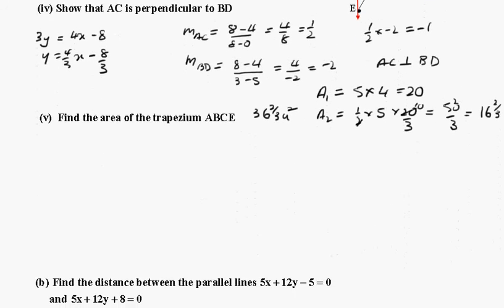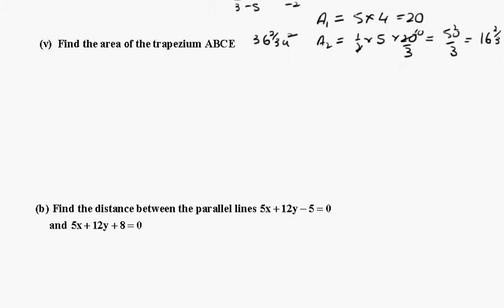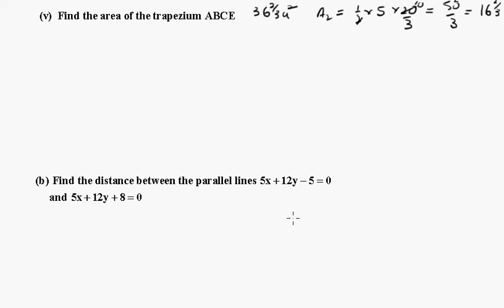Alright, last one. Not the last one. Find the distance between the parallel lines 5x plus 12y minus 5 equals 0 and 5x plus 12y plus 8 equals 0. So what we'll do, we'll locate a point on one of the lines. So on this one here, I'll let y equal 0. When I do that, I get 5x equals 5, x equals 1. So the point 1, 0 lies on this line. So I want to find the perpendicular distance from this to this line here.